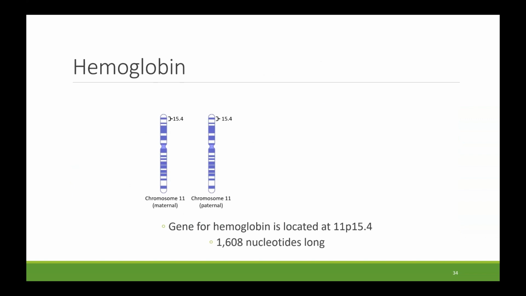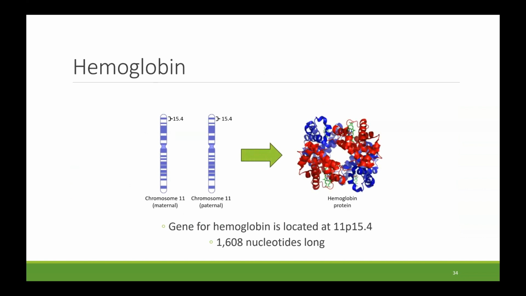The gene for hemoglobin is 1,608 nucleotides long, and those 1,608 nucleotides spell out the recipe for making the hemoglobin protein. So this blue and red thing you see here is a model of what the protein looks like when the chain of amino acids is made and then when it properly folds. But how do your cells do this? How do they read the information in the gene and turn it into the thing that you see on the right-hand side of the screen? That's what we're going to walk through now together.